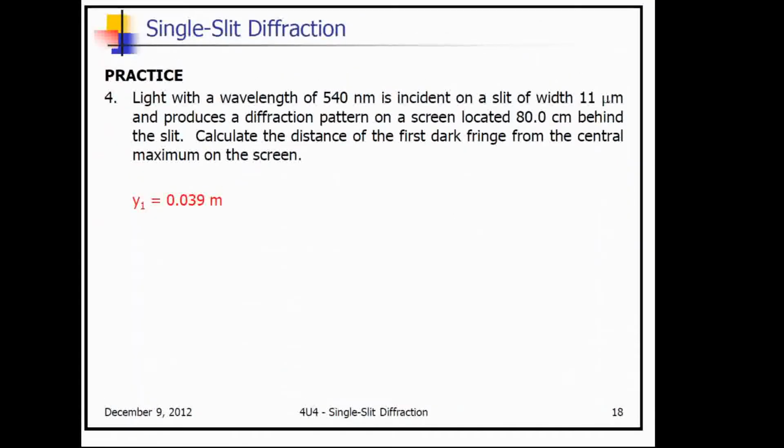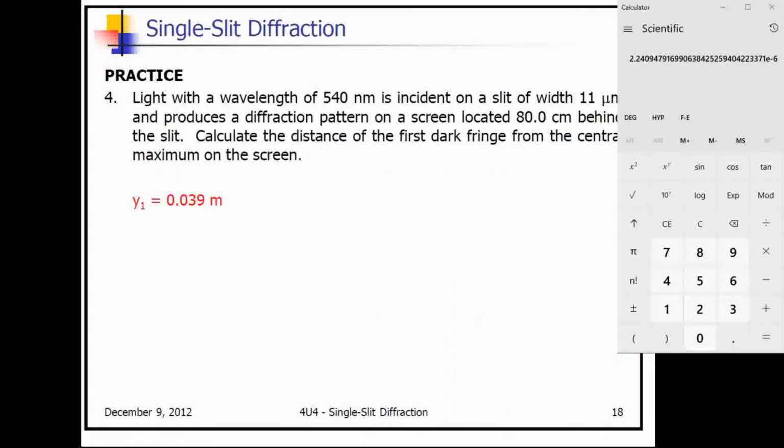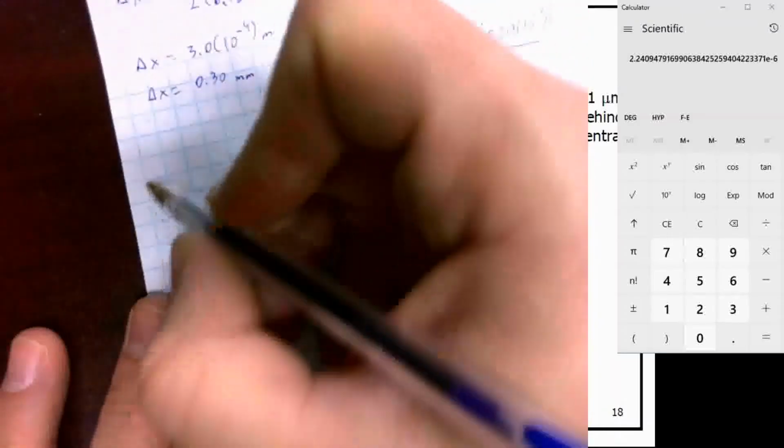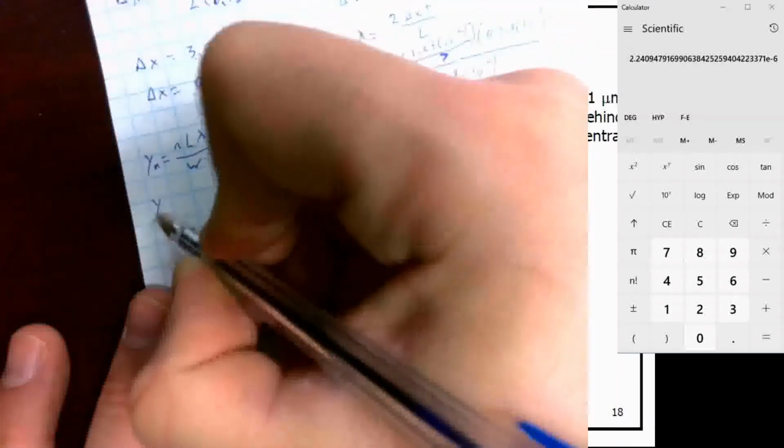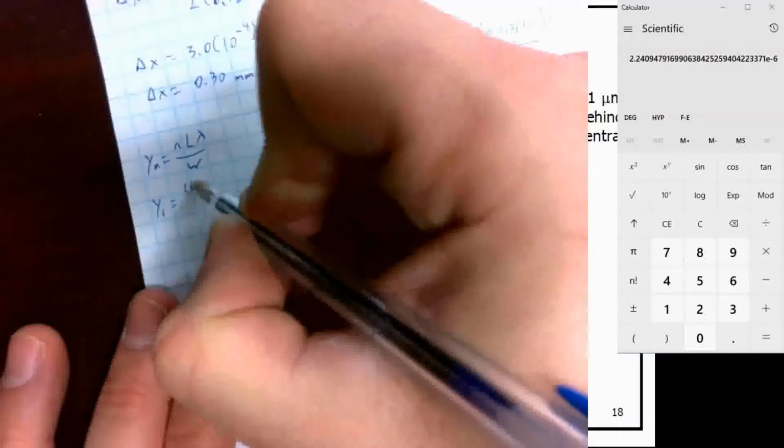So let's try a question out. It says light of wavelength 540 nanometers is incident on a slit of width 11 micrometers, and produces a diffraction pattern on the screen that's located 80 centimeters behind the slit, so that's our L. Calculate the distance of the first dark fringe from the central maximum. So we're looking at the first dark fringe. Our equation here is yn, because we're looking at dark fringes, n L lambda over W. So we're looking at y1, so the n is 1.